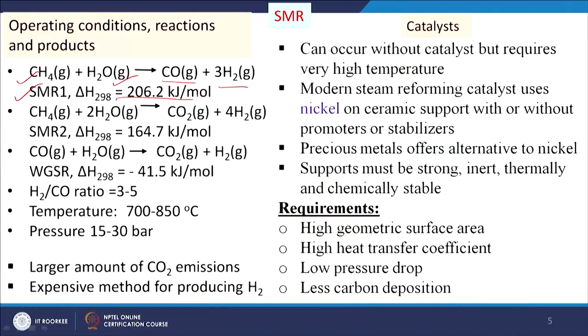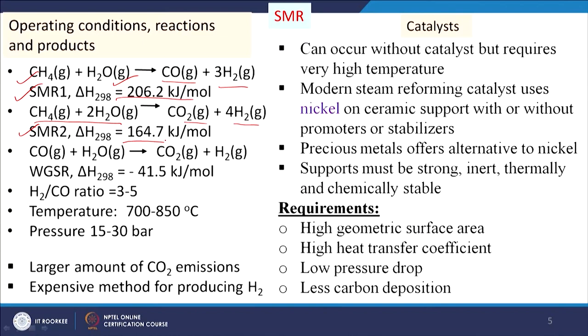And then another reaction may take place, CH4 plus 2H2O giving CO2 plus 4H2. So, carbon monoxide can be produced, carbon dioxide also can be produced, and here 164.7 kilojoule per mole of energy is required for this reaction. And then we can get the water gas shift reaction in the reforming reactor also, that is, the CO which is produced here can also react with H2O, which is available in the reactor, and convert to CO2 plus H2. This reaction is exothermic. So, overall it is an endothermic reaction.